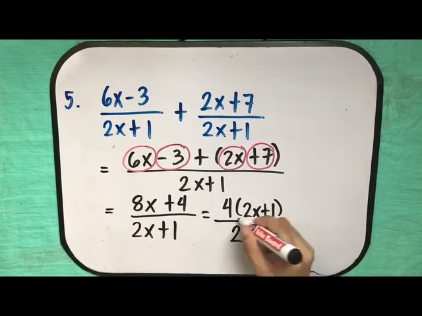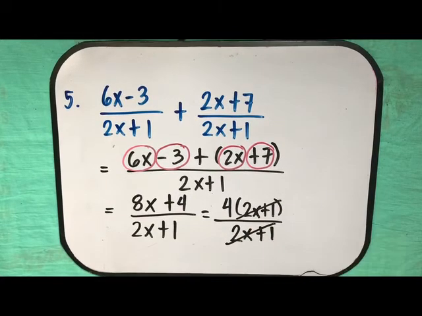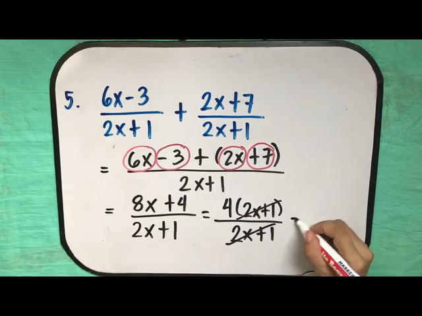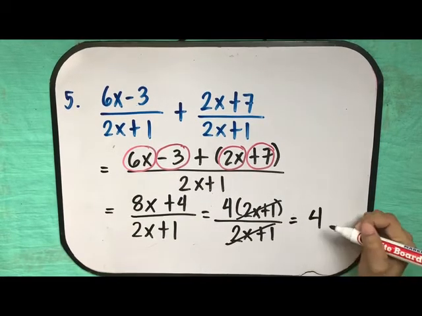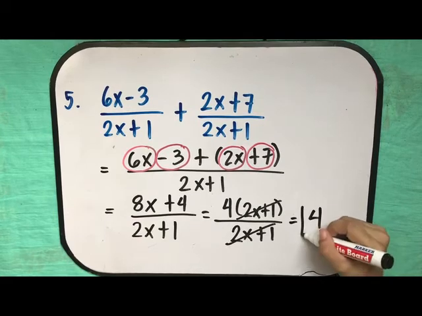Cancel the common factor. Cancel, cancel. So, we will get 4 as our final answer. 4 over 1, which will give you 4.